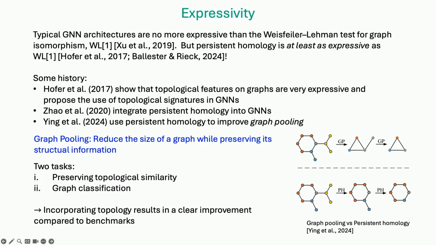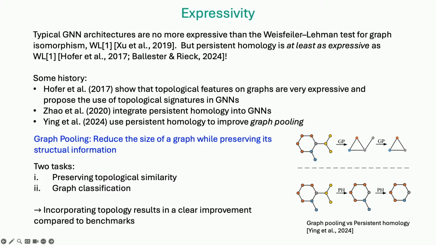So yeah, there's been a lot of work. I mentioned before the Hofer paper, which shows that topological features are very expressive, and then they use topological features or signatures in GNNs. Some other work that Yusuf and collaborators have done is to integrate persistent homology into GNNs. More recently, what I think is quite cool is using persistent homology to improve graph pooling.